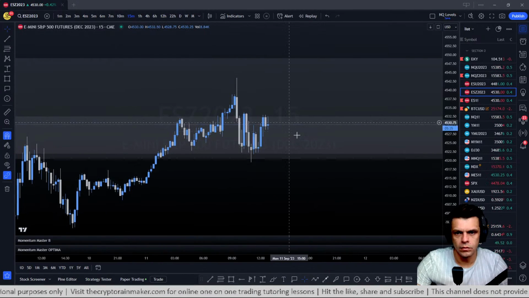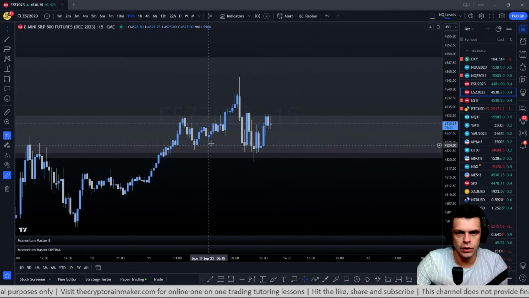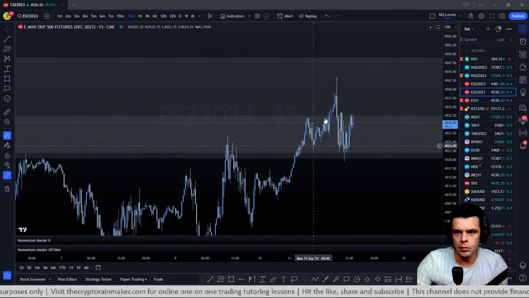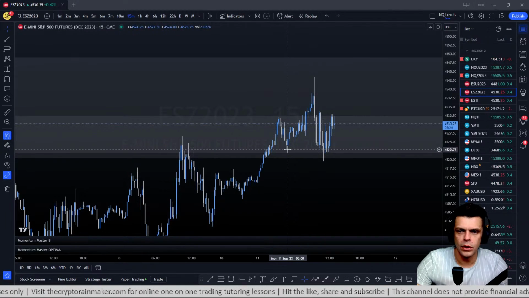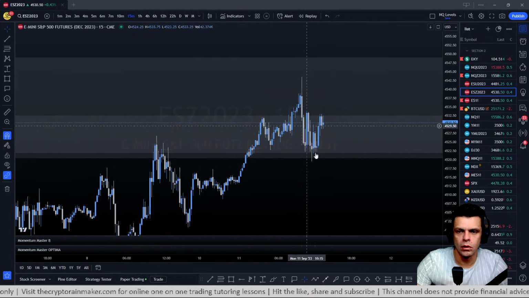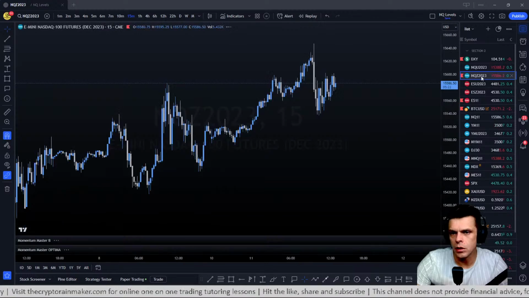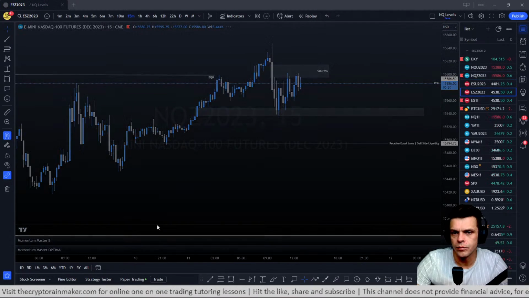Okay, so basically the same thing is happening on the 15-minute. We came into the buy side liquidity, then displaced below the previous low. So on the 15-minute, we are in a bearish structure, same as with the Nasdaq.